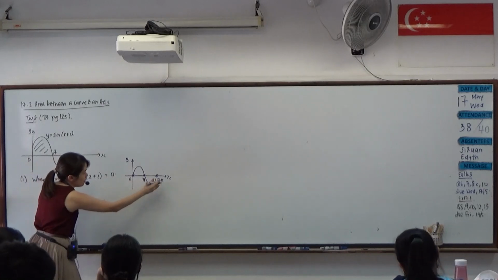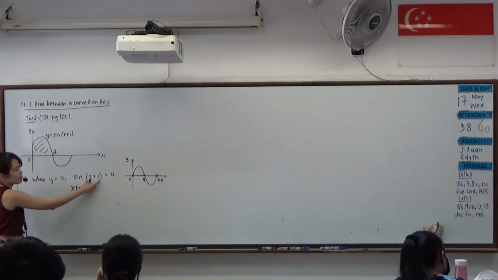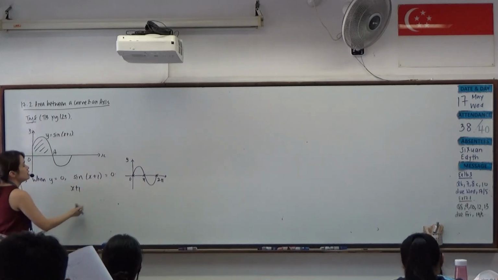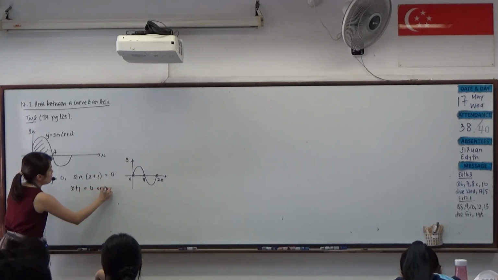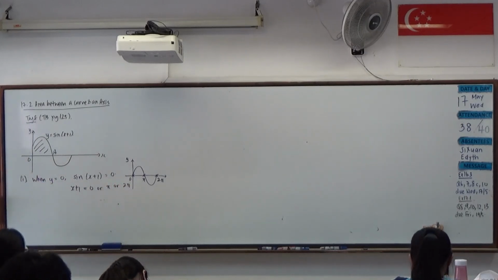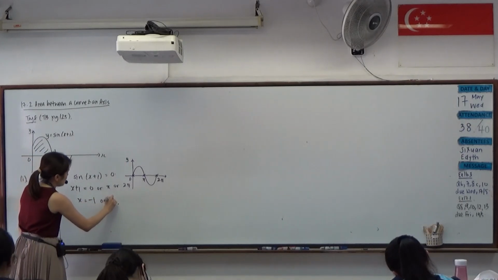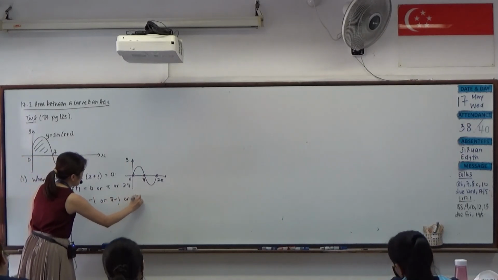These 3 important points apply to x plus 1, because the angle that we're talking about is x plus 1. So x plus 1 equals 0 or pi or 2 pi. Hence x equals negative 1, or pi minus 1, or 2 pi minus 1.